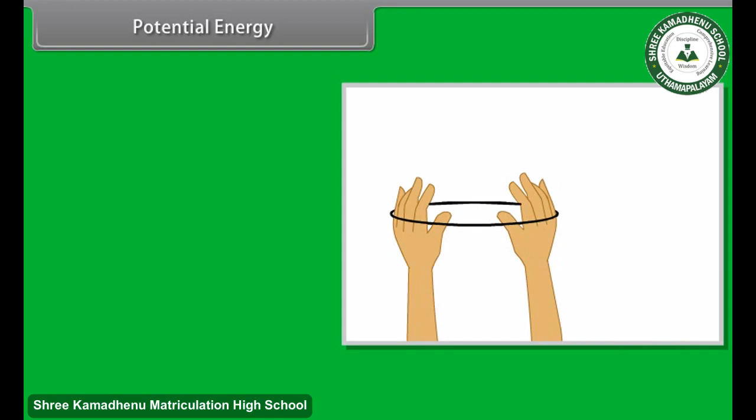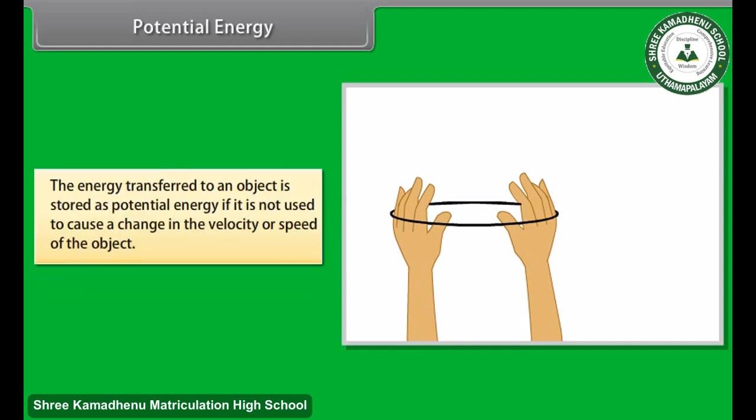What do you see? The band will tend to regain its original length. This means that the band had acquired energy in its stretched position. Do you know how it acquired energy when stretched? Here the energy gets stored due to the work done on the object. The energy transferred to an object is stored as potential energy if it is not used to cause a change in the velocity or speed of the object.